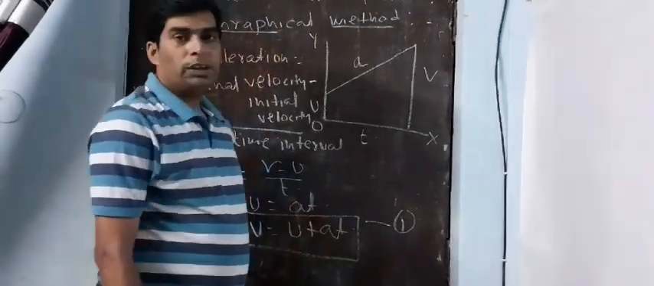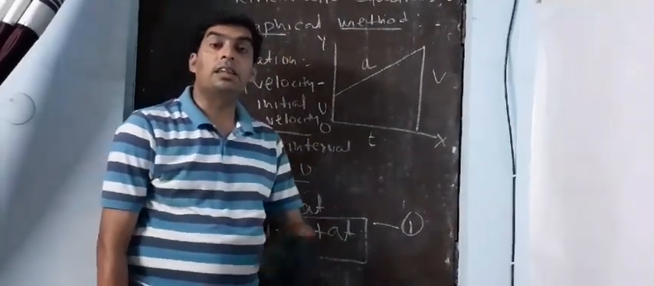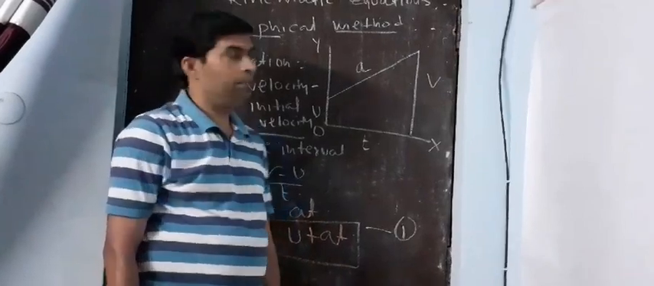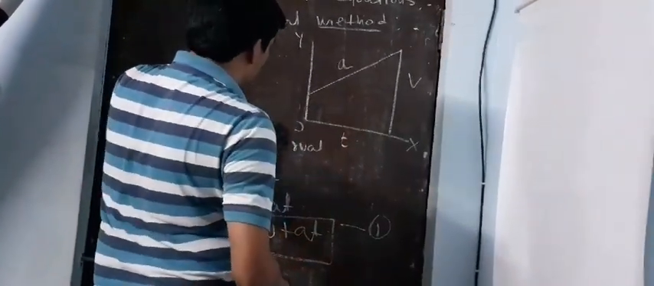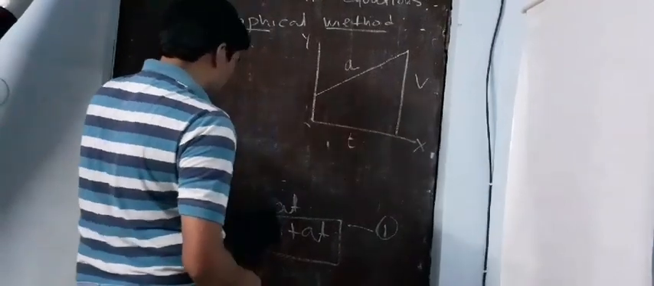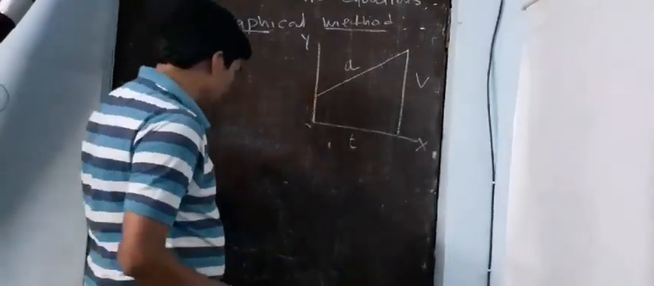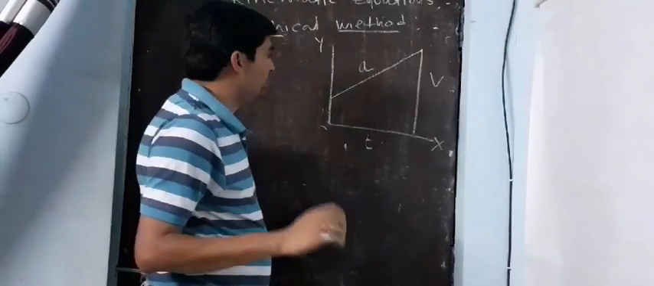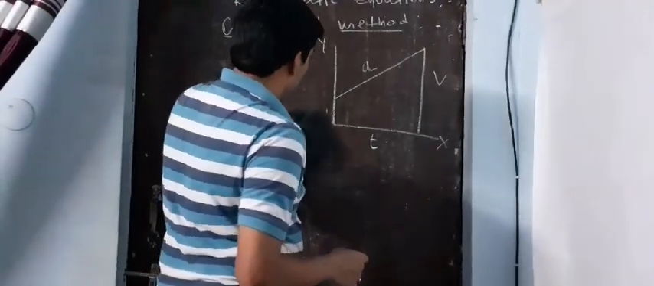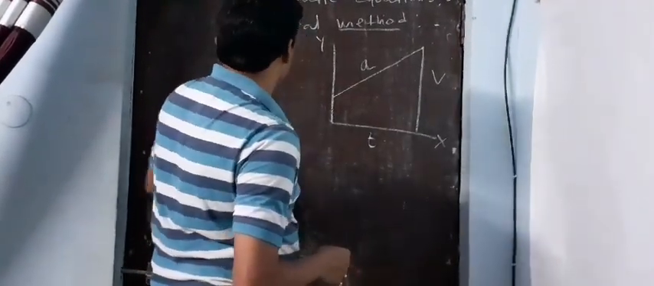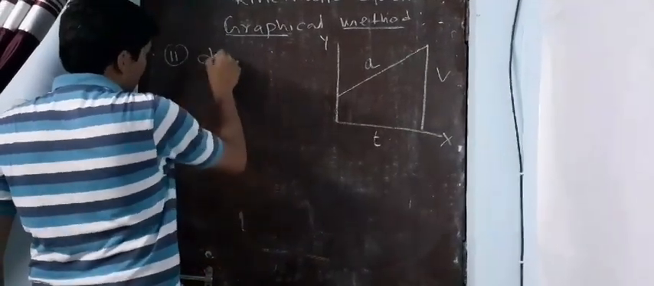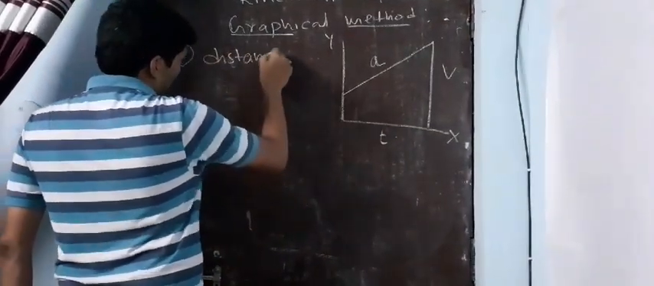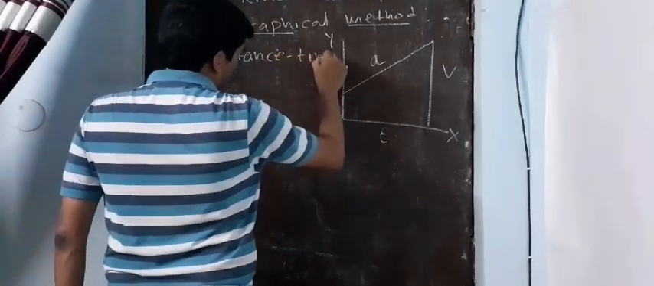Now we'll go for the second equation of motion, and that is the distance time equation. We'll leave the graph as it is because this graph will help us derive all three equations. There will be little modification in the graph, but the graph will not change in full scale.